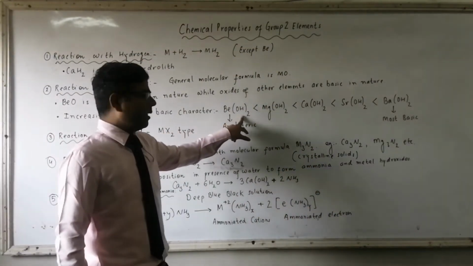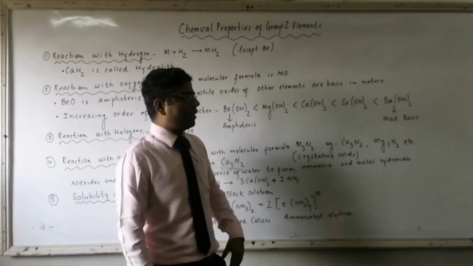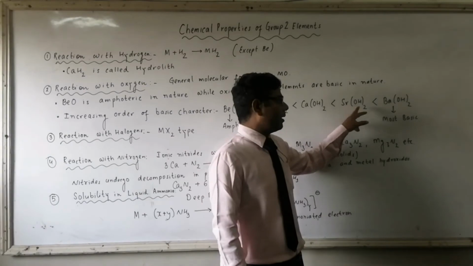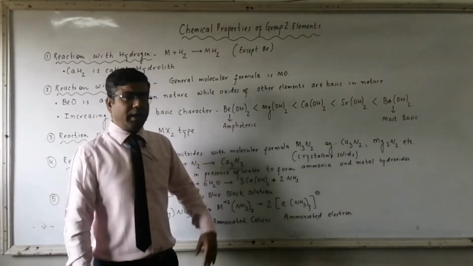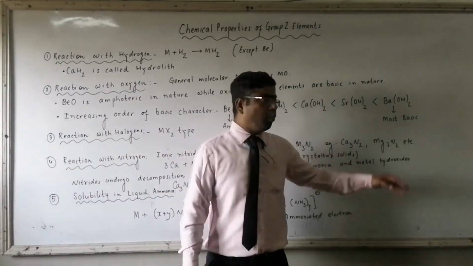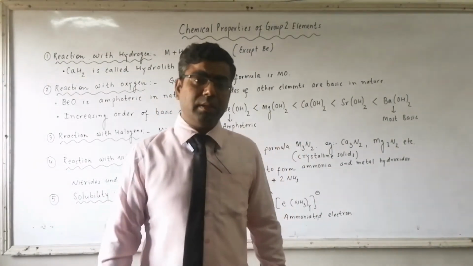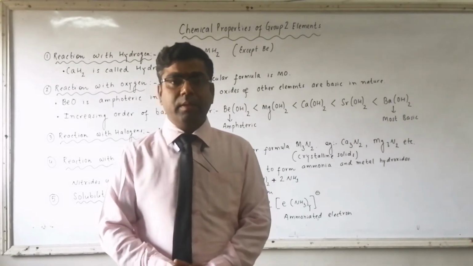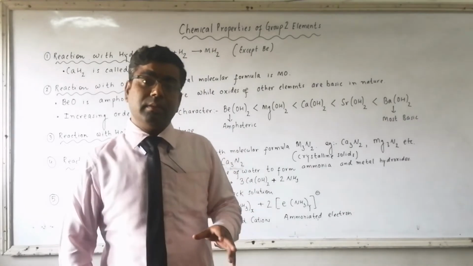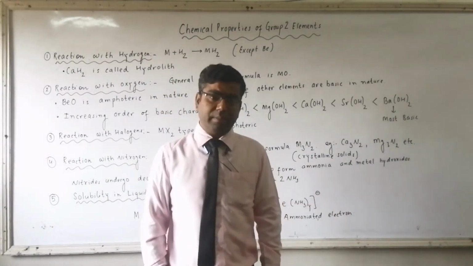Be(OH)2 is less basic than Mg(OH)2, is less basic than Ca(OH)2, is less basic than Sr(OH)2, is less basic than Ba(OH)2. Be(OH)2 is amphoteric, while the last one is the most basic. Barium hydroxide acts as a strong base. Its basic character is comparable to sodium hydroxide and potassium hydroxide.